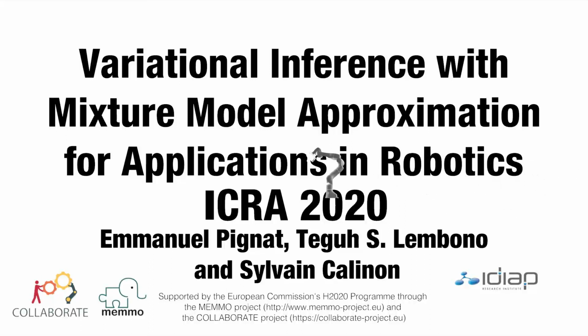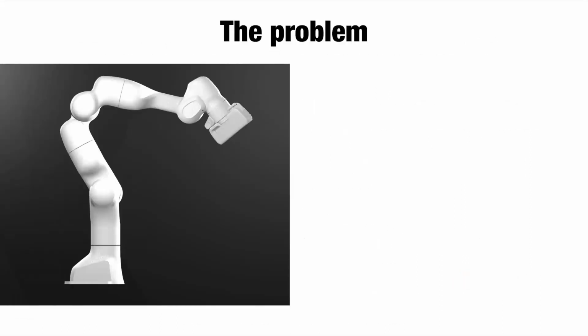Hi everyone, thanks for watching my presentation, which is about variational inference with mixture model approximation for applications in robotics. For various applications, roboticists may want to represent or learn distributions of robot configurations. The configuration of a robotic manipulator is often defined by its joint angles, and maybe the transformation of its floating base as well. The configuration space might not be the most obvious and simple choice to represent distributions or constraints.